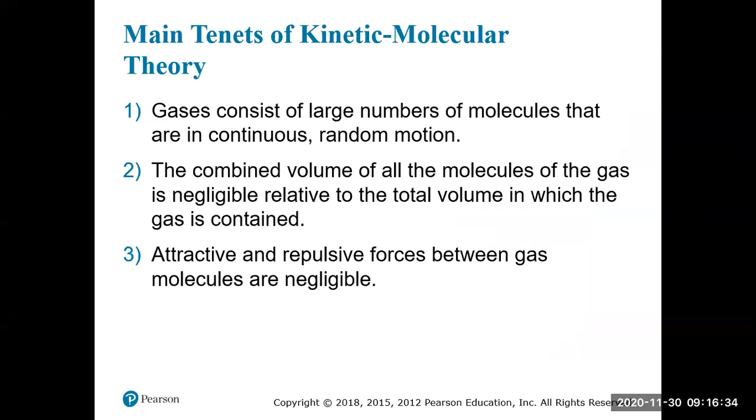So some of the basic ideas of this theory is that gases have large numbers of molecules that are having continuous random motions. In other words, they're moving around all the time in whatever container it is. And so there's a bunch of them moving around. One thing is, though, that if you look at the volume of all those molecules, it's pretty small compared to the volume of the container.